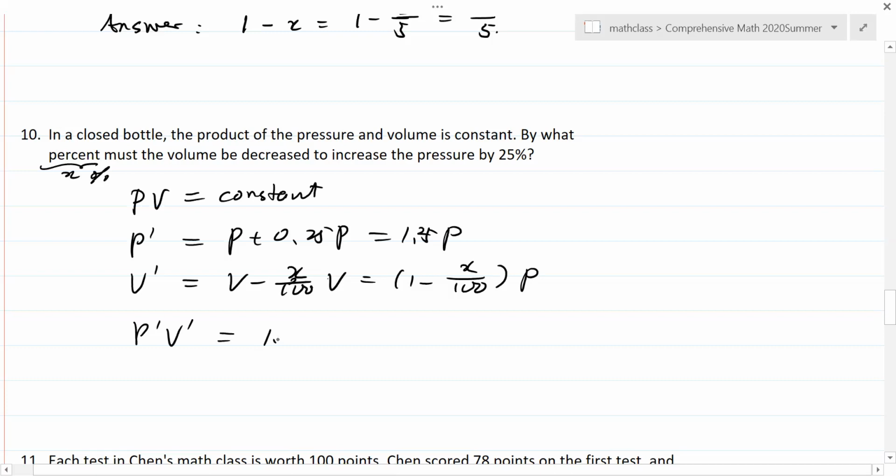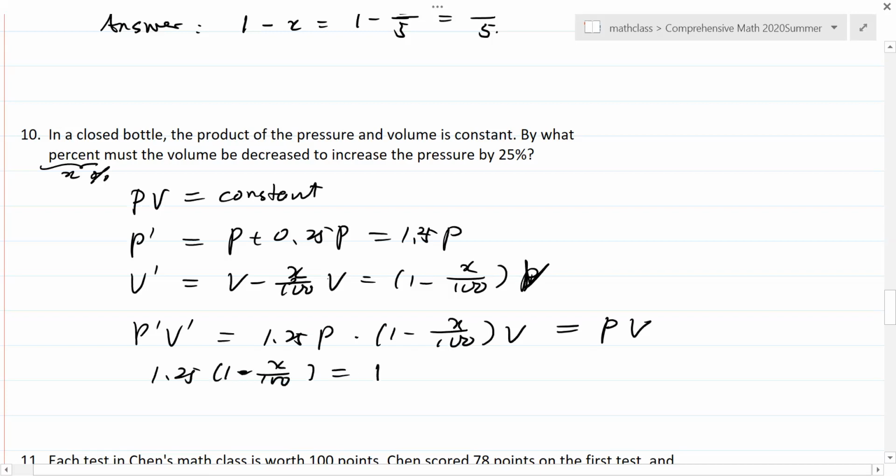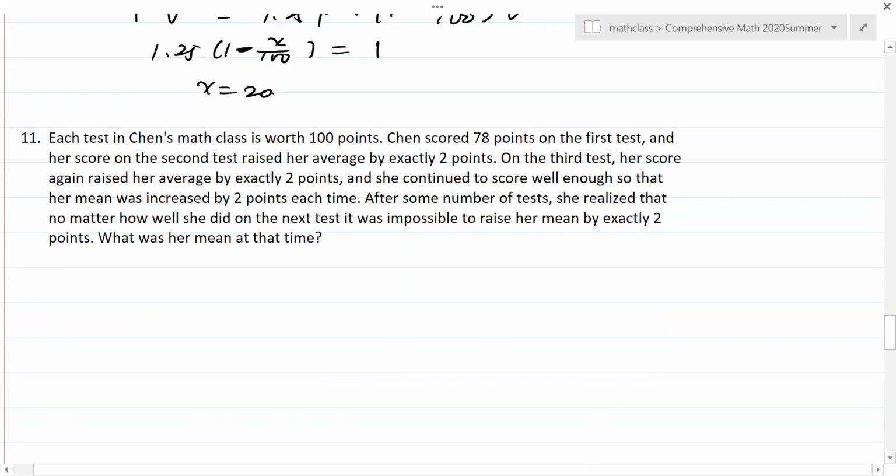So let's multiply this out. So 1.25 P times 1 minus X over 100 times V should be equal to P times V, it's the same. So now you get this equation, and you can solve it easily. The answer will be X equals 20. It's easy to solve this equation. Okay, so let's take a look at the next problem.